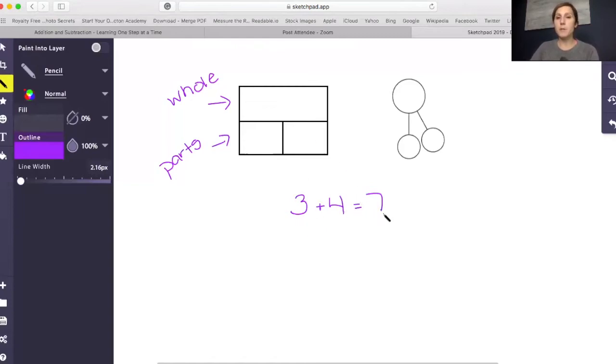I'm going to show this model to you using this addition problem. 3 plus 4 equals 7. So my biggest number in this addition problem, or my whole, is 7. And then my two parts are 3 and 4. Notice that the boxes are the same size, but they have different numbers inside them.